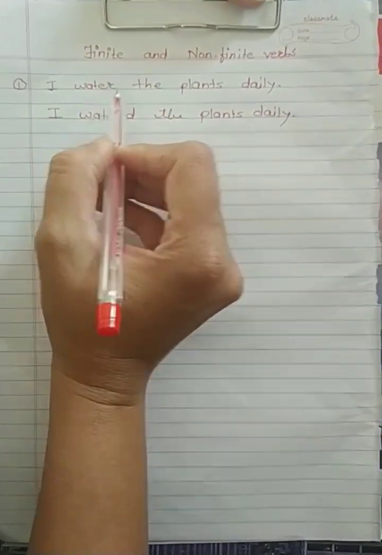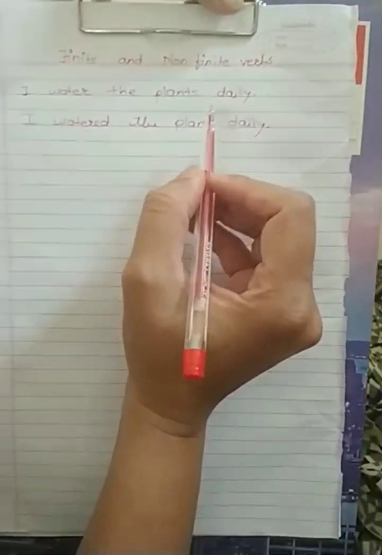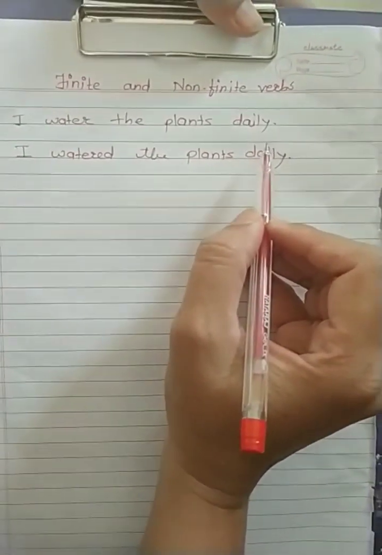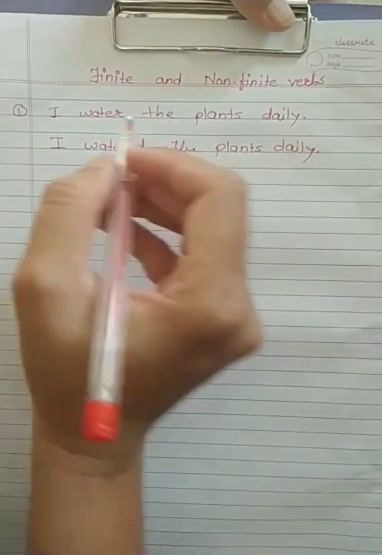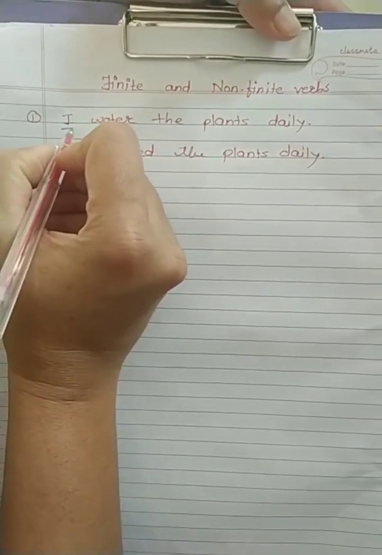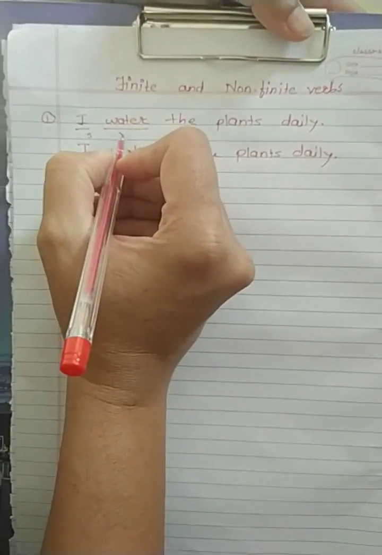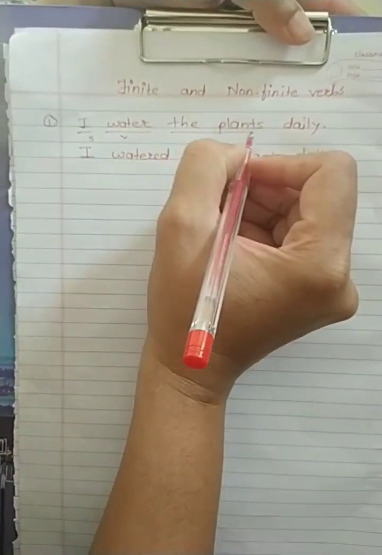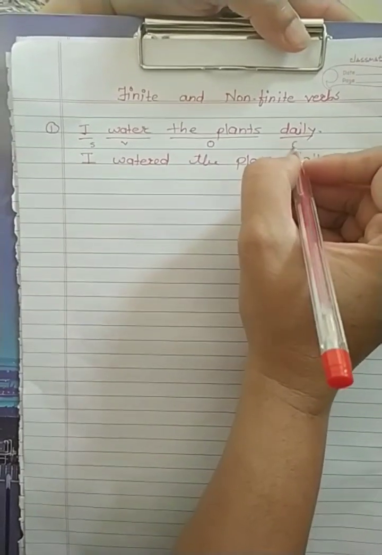I water the plants daily. This sentence is in simple present tense. In this sentence, I is the subject, water is the verb, and the plants is the object. Daily is object complement.